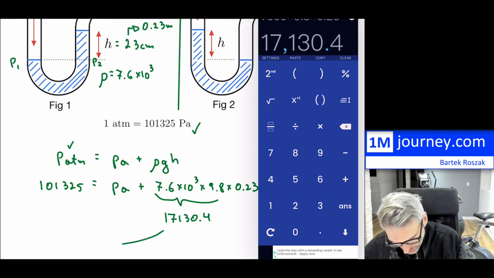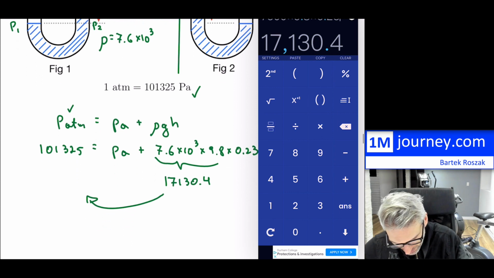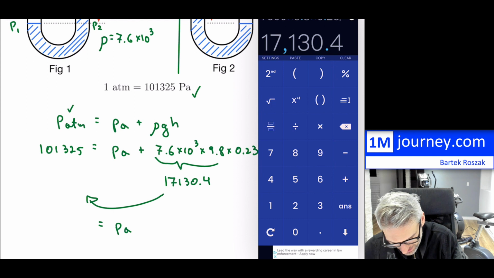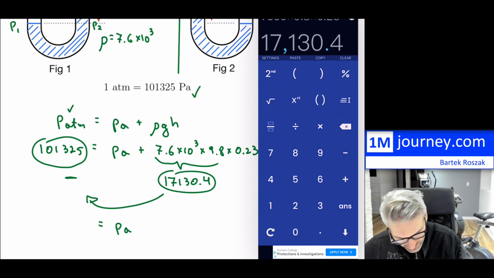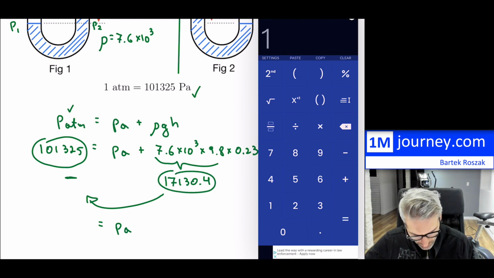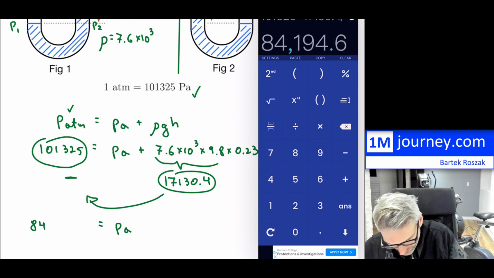Now we're going to bring this over to the other side, because we want to isolate for PA, the atmospheric pressure, which is all of this minus all of this. So let's punch that in there: 101,325 minus 17,130.4. So this now becomes 84,194.6, and this is going to be pascals.